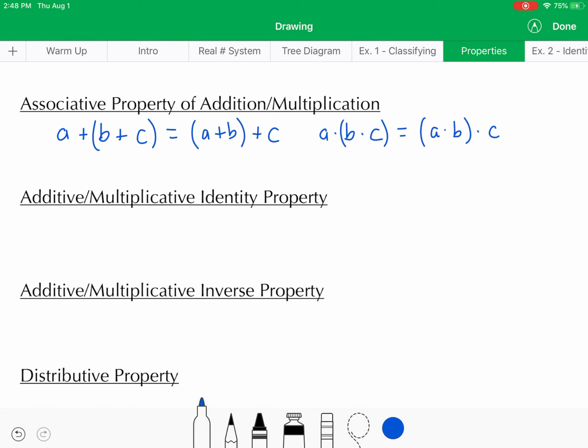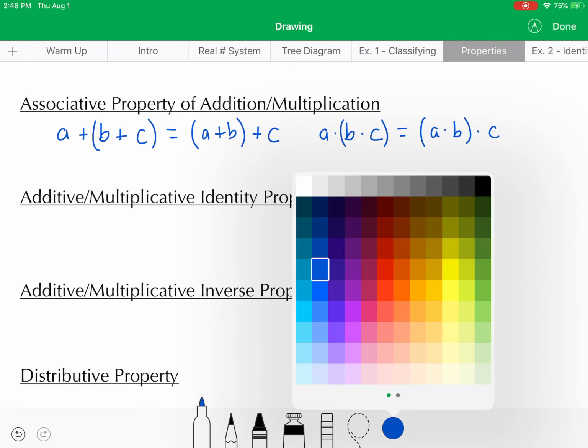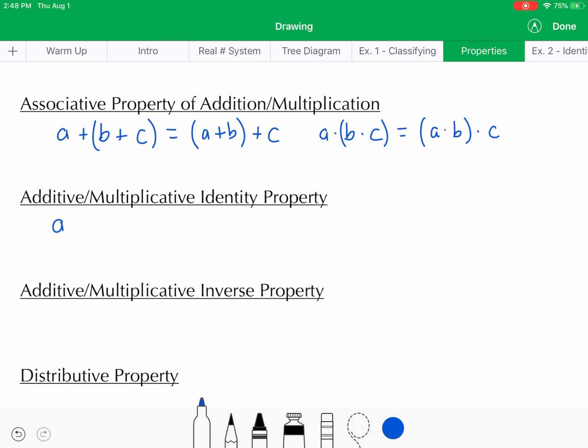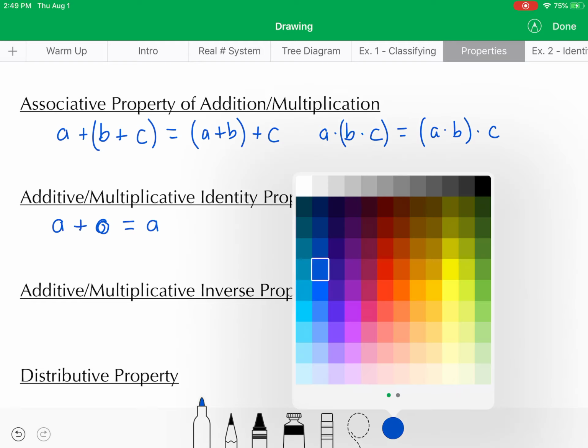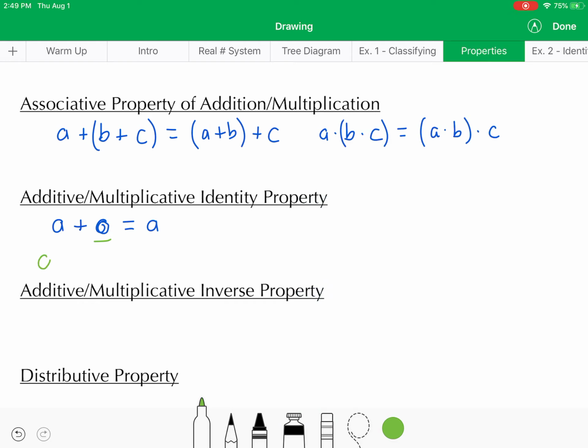All right, from there we have the additive and multiplicative identity properties. So basically this is just stating in terms of addition that if you take any real number, A, and you add it with 0, you're going to result in the same number that you started with, right? So A plus 0 equals A, and the number 0 is referred to as the additive identity.